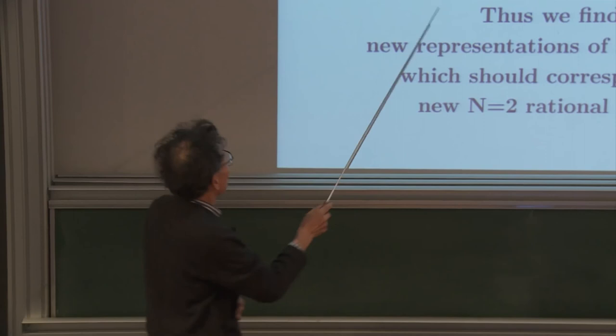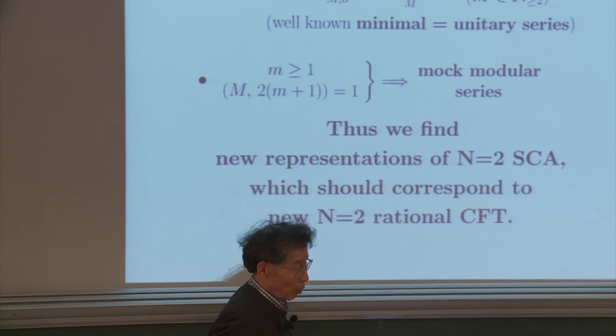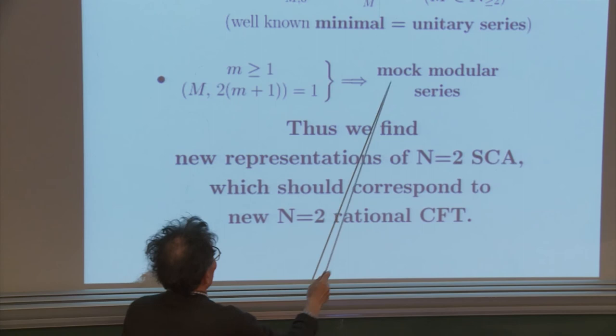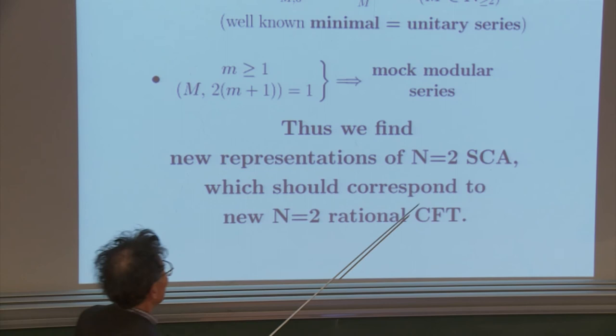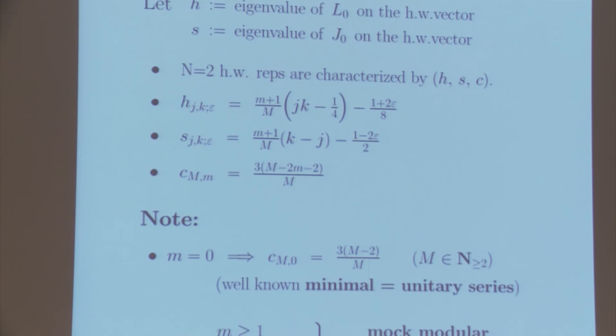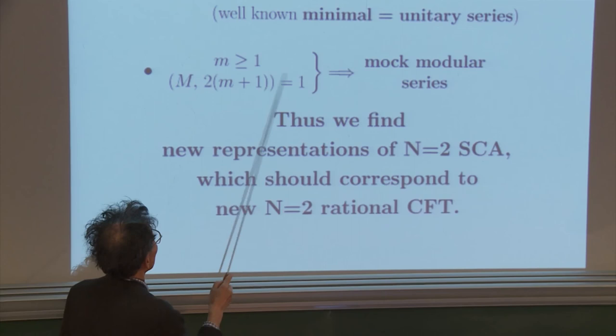So in the case of m positive, in this case we need modification, and we get modular properties and mock modular series. Then there are new representations of N=2 superconformal algebras, and we hope that there should exist new N=2 conformal field theories corresponding to these mock modular series. Thank you very much.